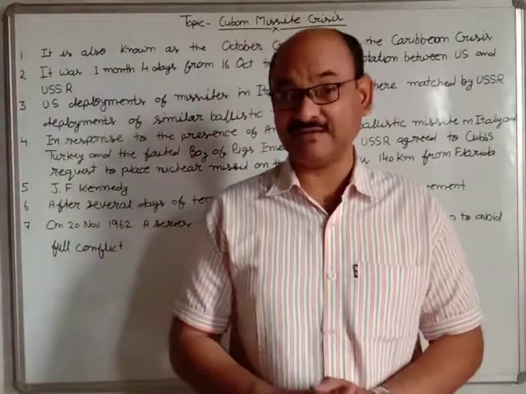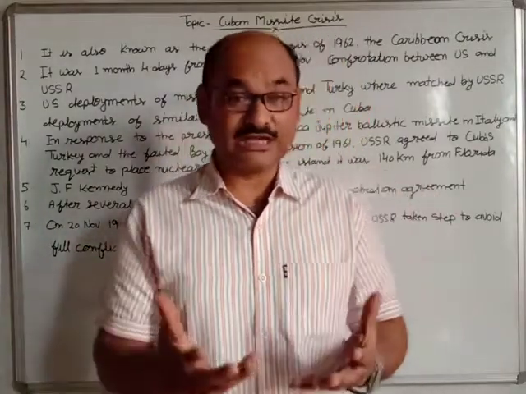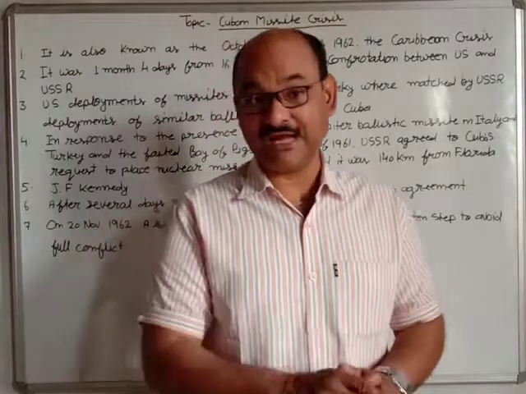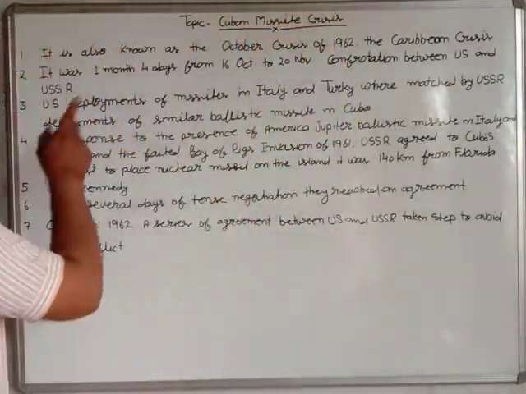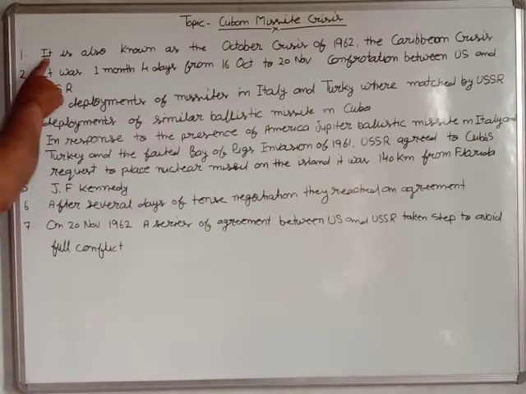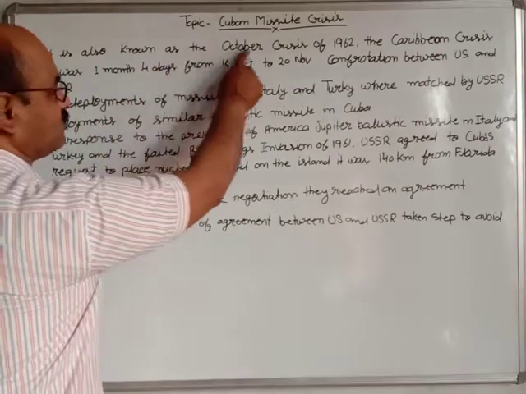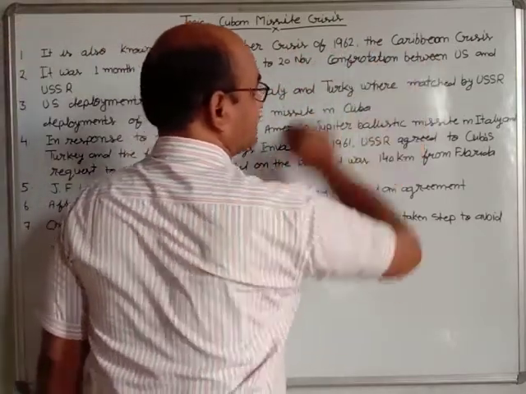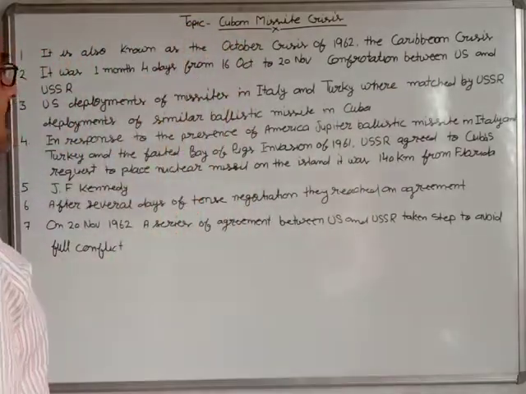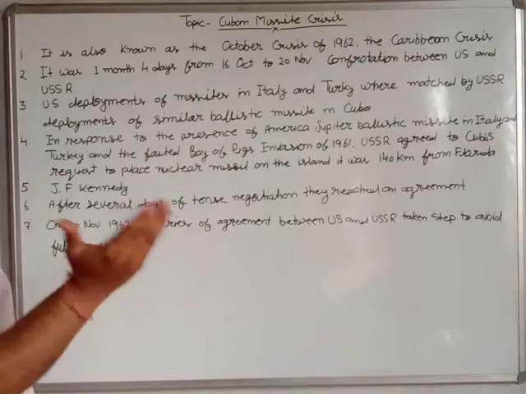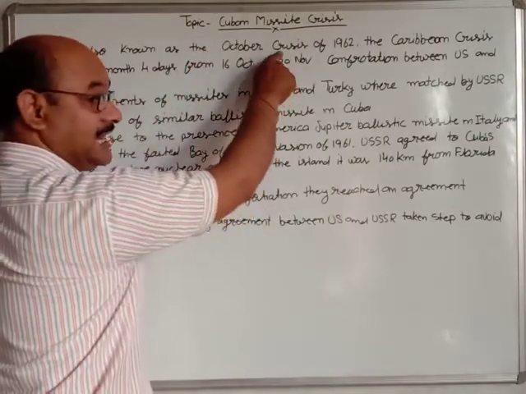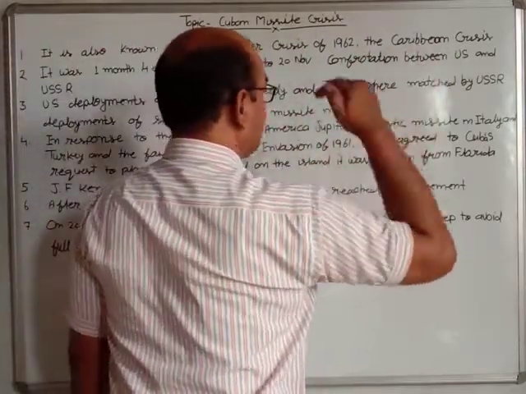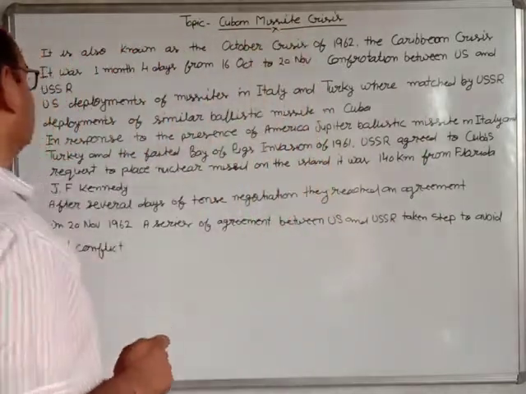Both had ideological tension. And what happened? Why was the Cuban Missile Crisis established? What was the reason, and what was the impact? Listen, we are going to discuss. First of all, the Cuban Missile Crisis is known as the October Crisis of 1962, and also the Cuban Crisis and the Caribbean Crisis. These are other names of the Cuban Missile Crisis.